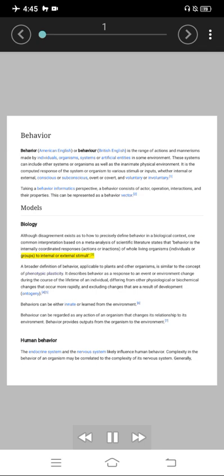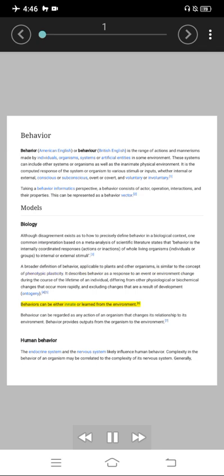3. A broader definition of behavior, applicable to plants and other organisms, is similar to the concept of phenotypic plasticity. It describes behavior as a response to an event or environment change during the course of the lifetime of an individual, differing from other physiological or biochemical changes that occur more rapidly, and excluding changes that are a result of development, ontogeny. 4. 5. Behaviors can be either innate or learned from the environment.